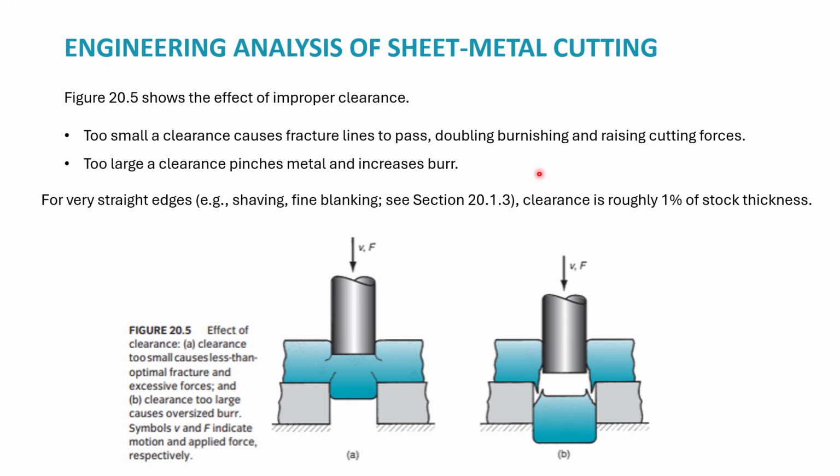So for very straight edges, for example shaving and fine blanking, you can check section 21.3 in the book. Clearance is going to be roughly about 1% of the stock thickness. Once again, we just want to explain that a narrow clearance is going to make the force too high to do the work, while a large clearance is going to cause the fracture and the burr that needs to be removed later.